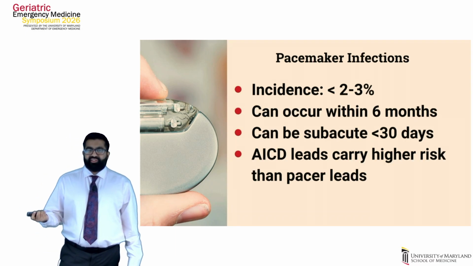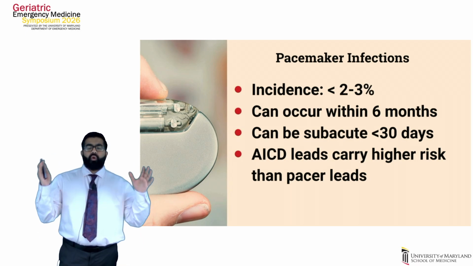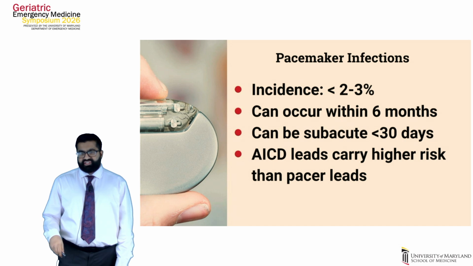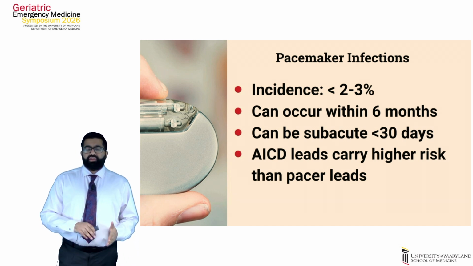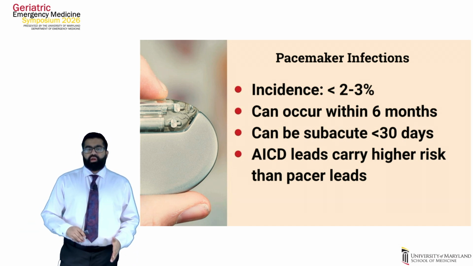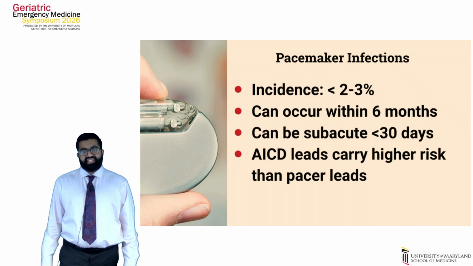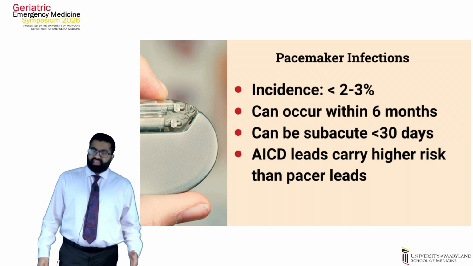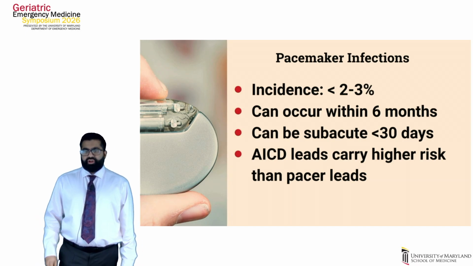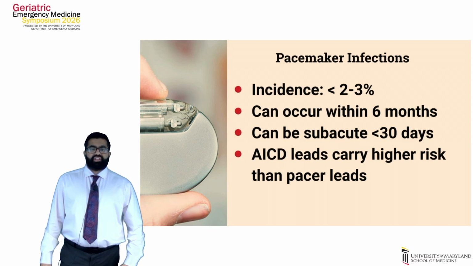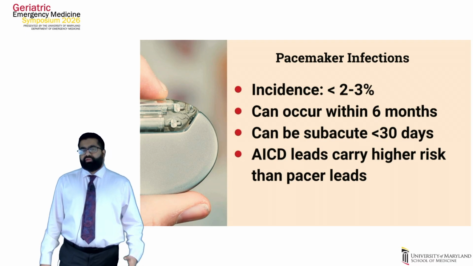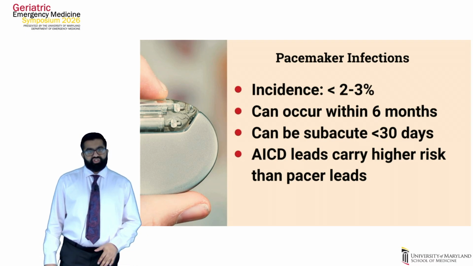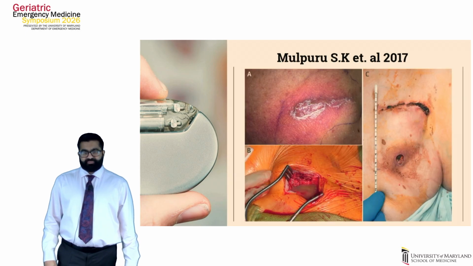Which is a good segue to our next point, pacemaker infections. The incidence overall is around 2 to 3%, and this usually, if it does happen, will occur in the first 6 months after placement. It can be subacute, again, that under 30-day period, and patients with AICDs are at higher risk for the infections compared to those with just standard pacer leads.